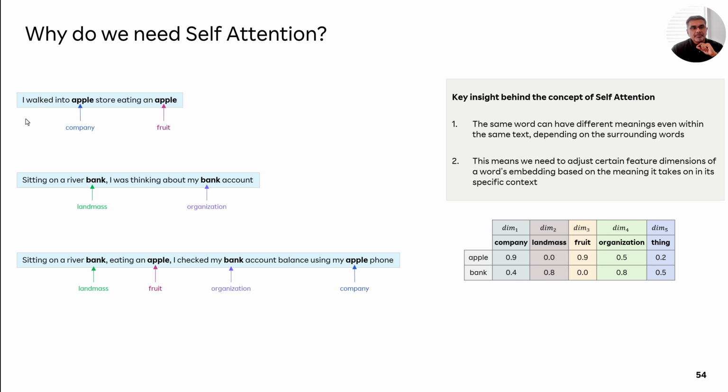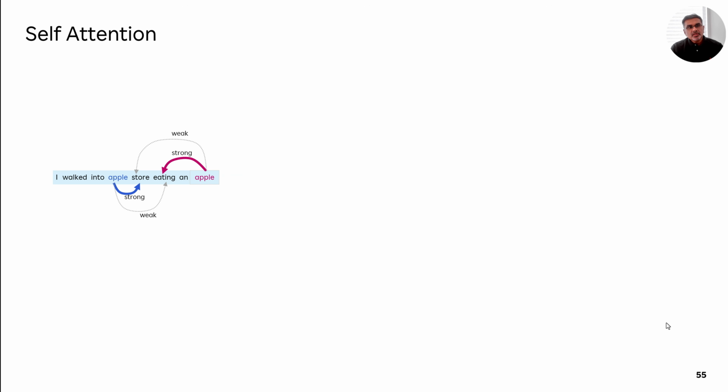Now, in these sentences, what you observe is that the meaning that you assign to the same word changes based on the context in which it is appearing. It means that it is dependent on the words surrounding it. In the first sentence, for example, the first occurrence of the word apple is referring to a company, whereas the second occurrence is referring to a fruit. In the second sentence, the first appearance of the word bank refers to a landmass, whereas the second one refers to an organization, and so on. The key idea behind self-attention is to recognize that the word itself can carry different meanings in the context in which it appears. So the question was, how do we build this contextual awareness?